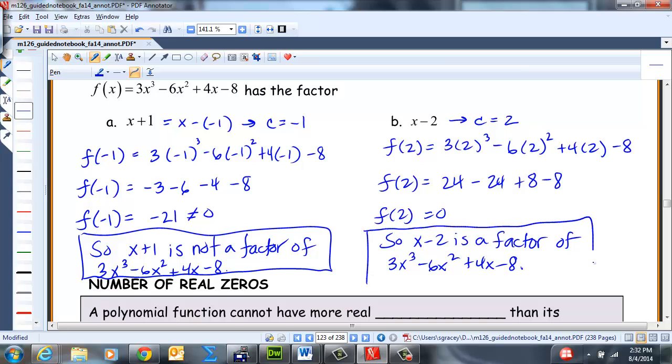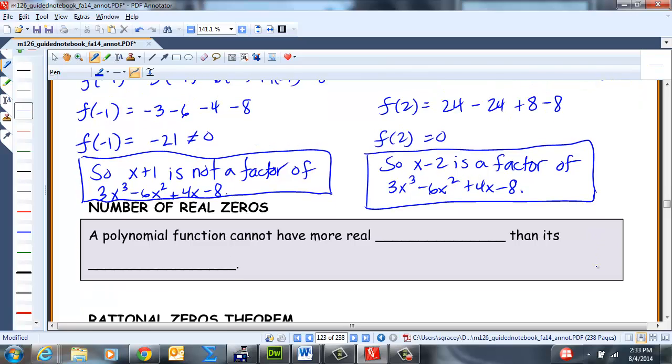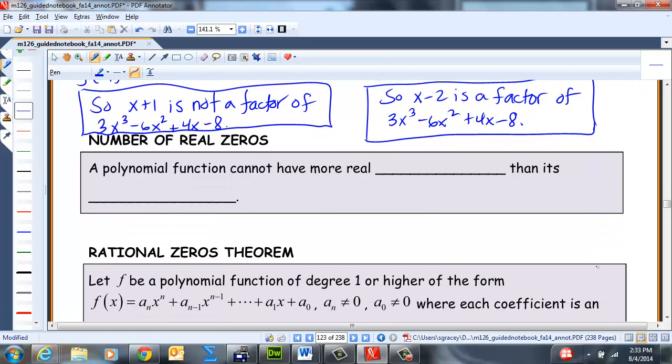So that means that we could divide 3x cubed minus 6x squared plus 4x minus 8 by x minus 2, and we would get another factor, so we could write f of x in what's called depressed form, as a depressed polynomial. So remember that zero product property? If you can factor these polynomials into linear and irreducible quadratic factors, you can find the zeros of these high degree polynomials. Okay, I'm getting ahead of myself though.